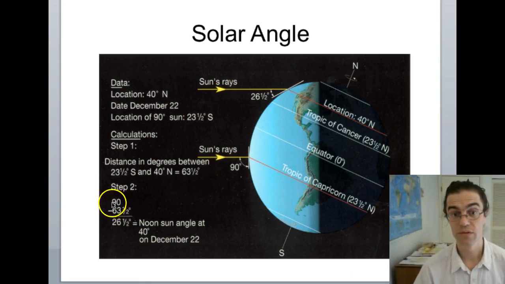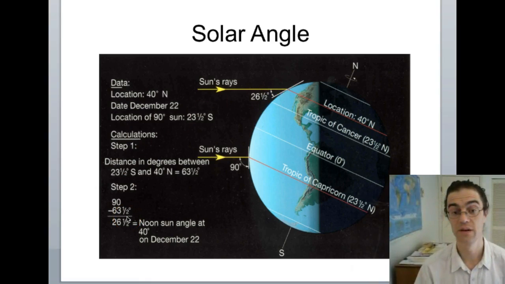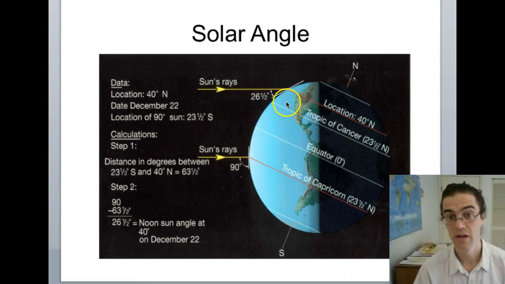Step 2, 90 degrees, take away the 23.5, gives us 26.5 degrees. So that's the noon sun angle, the solar angle at 40 degrees north, or latitude of place, right, or LP, on December 22nd.